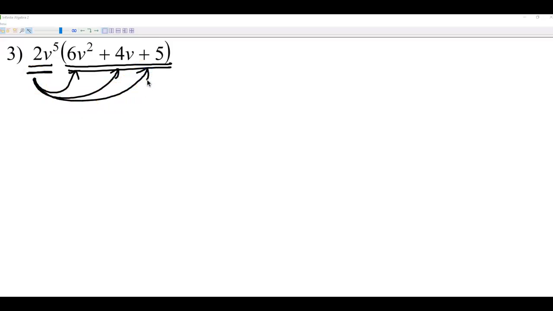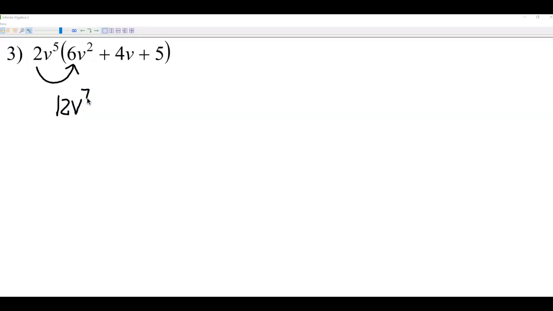Now, if I start having a binomial with a trinomial, it gets a little bit more complicated. But for now, we're just going to distribute. So let's do this one first. I want to do 2v to the 5th power times 6v to the 2nd. So I multiply the coefficients together. That's 12. And I add their exponents. 5 and 2 makes 7.